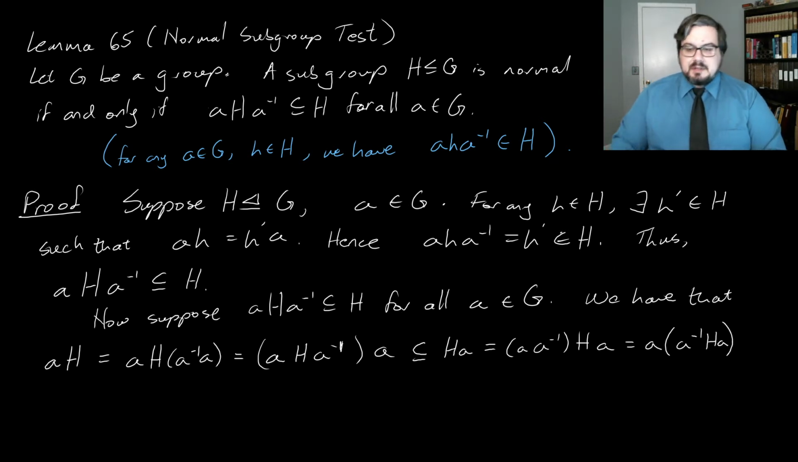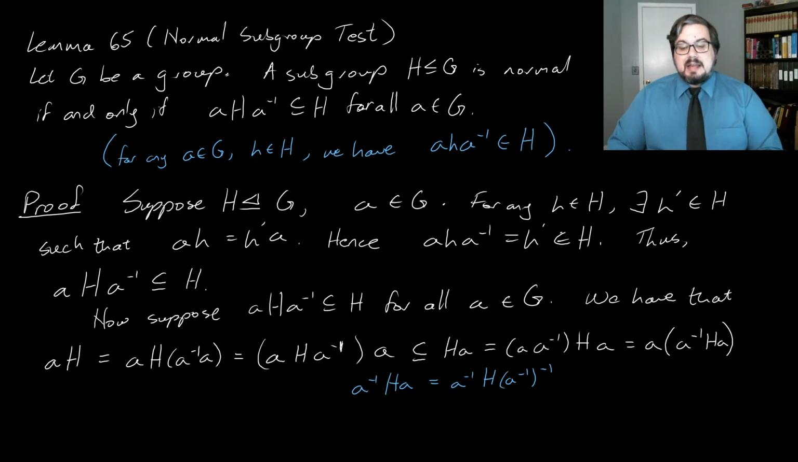And the fact is that a⁻¹Ha is the same as a⁻¹H(a⁻¹)⁻¹. And we have supposed that if I take any element times H times the inverse of that element, that is a subset of H. That's been our hypothesis, because we assumed that this containment holds for all a in G. So if it holds for a, it also holds for a⁻¹. So in particular, we get that this is all contained in aH.